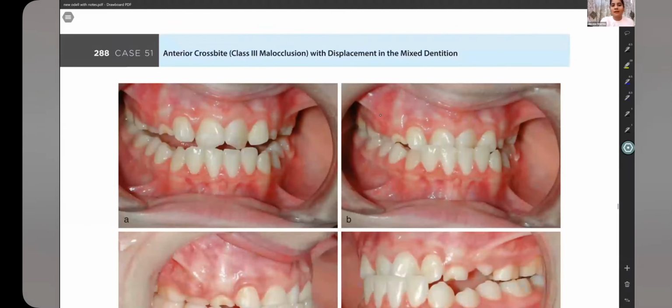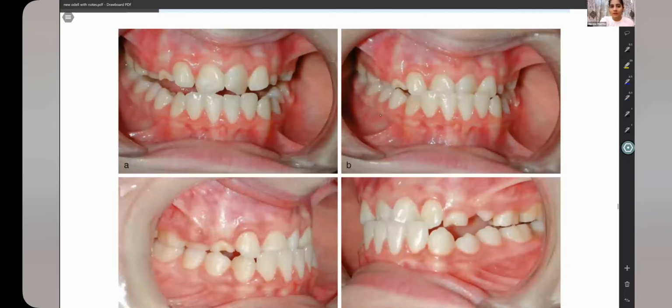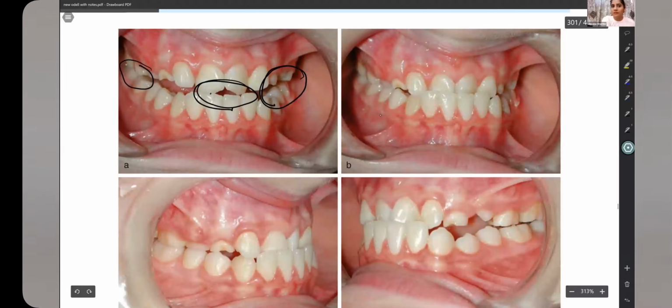Now look at it. This is upon taking the mandible backward, RCP or centric relation. On centric, see, there are certain anteriors causing interference. That's why the posteriors are not interdigitating, right? This is an interference, this is an interference, and this is lack of intercuspation at centric relation, right?